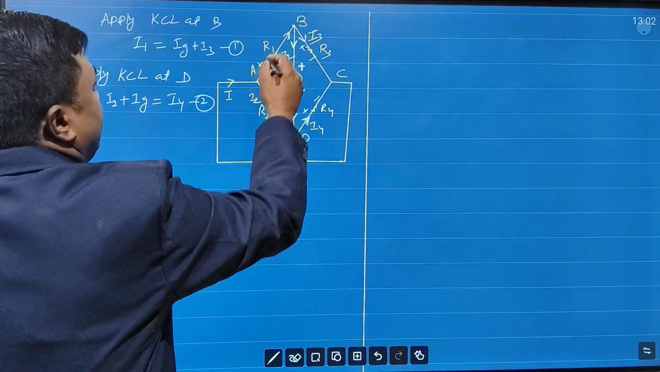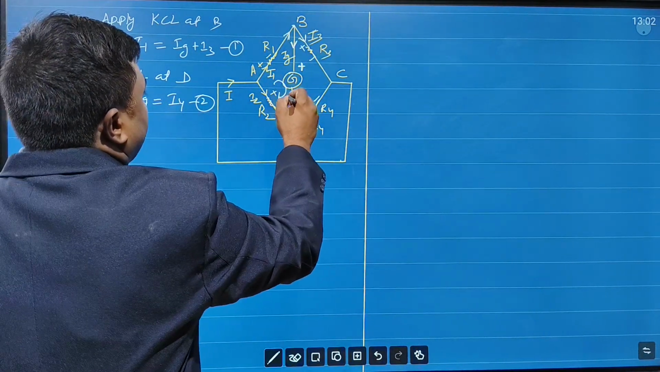Now you see this loop A, B, D, A. In this loop, apply the KVL.